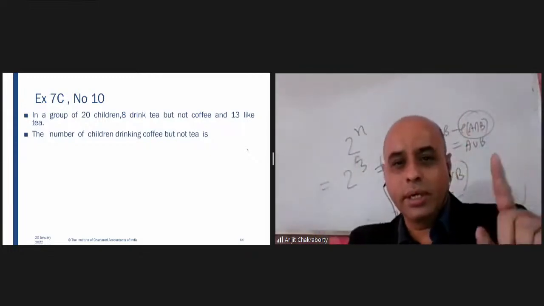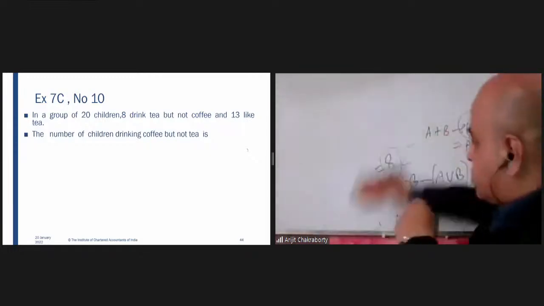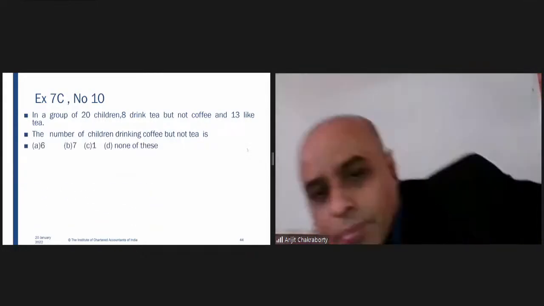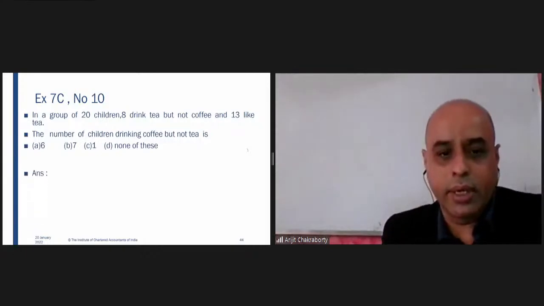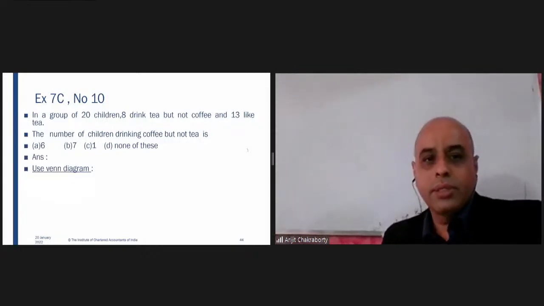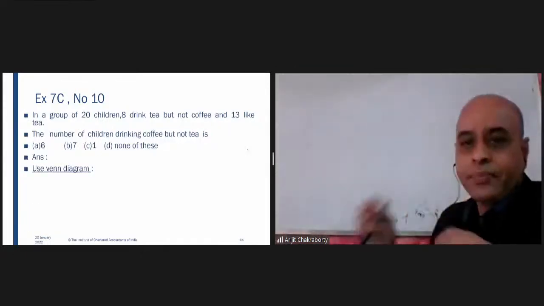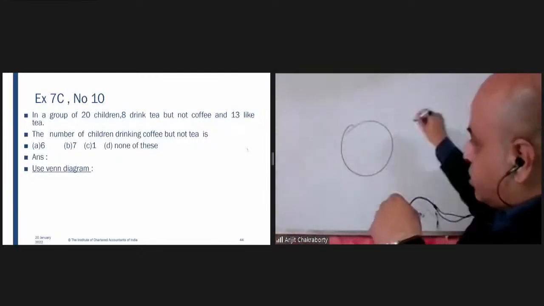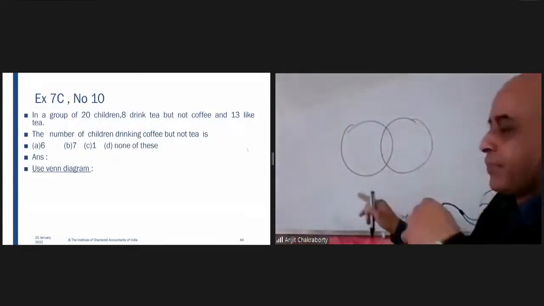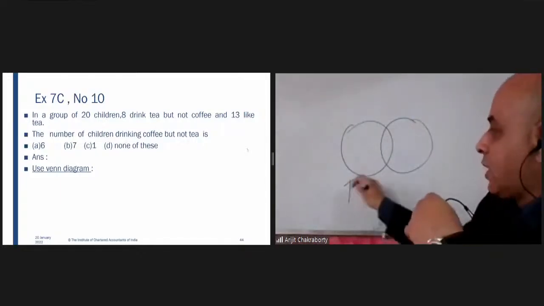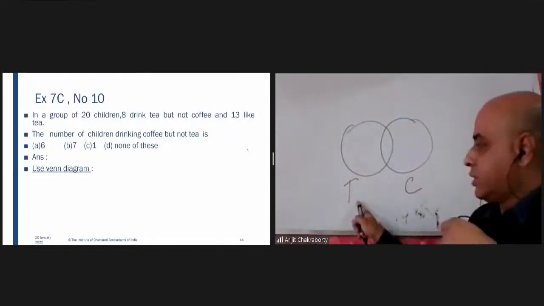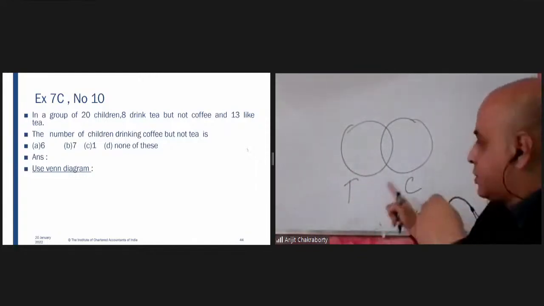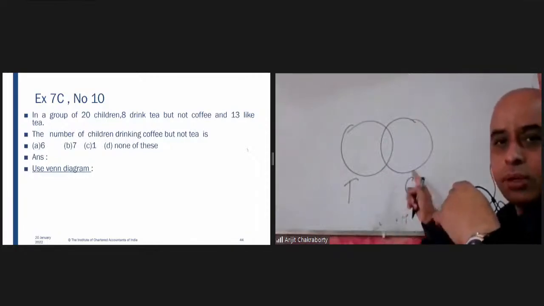There are 20 children, 8 are drinking tea. Okay, so we have to draw a Venn diagram. Options are given. Let us try and draw the Venn diagram. First is in a group of 20 children. So tea and coffee. I am drawing 2 sets and there is an intersection. This is tea and this is coffee. Set T means those people who drink tea, and set C is those people who drink coffee.